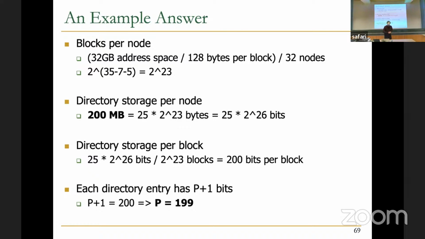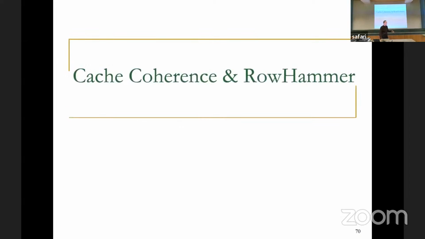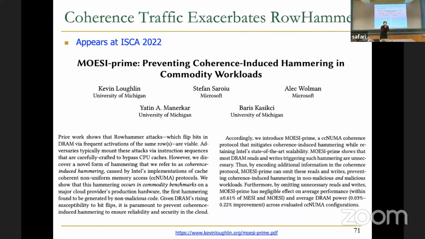Now, I'm going to show you an example where people have taken a different approach. This is a relatively recent paper from these folks, Microsoft and Michigan. And they basically showed that, this is actually very interesting. I think it appeared at ISCA 2022. But basically, they showed that using coherence protocols, you can do RowHammering, which is actually interesting. I'm not going to go into details of it because we don't have time, but they basically say they discover a novel form of hammering that they refer to as coherence-induced hammering, caused by Intel's implementations of cache-coherent non-uniform memory access protocols.